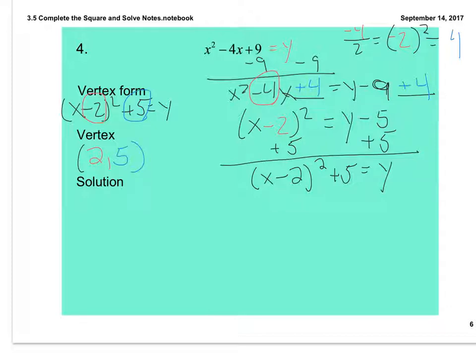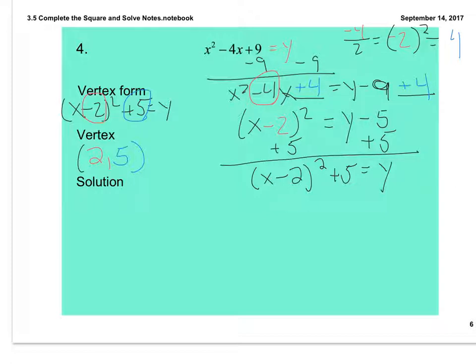Again, if you want to confirm, go ahead into your calculator, type in y1 equals x squared minus 4x plus 9, and type in y2 equals x minus 2 quantity squared plus 5. If you go to the table, y1 and y2 are identical. And you know you've done this problem right so far. If not, go ahead and resolve it.